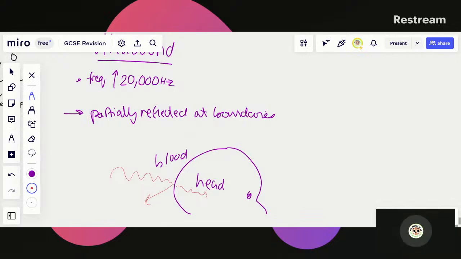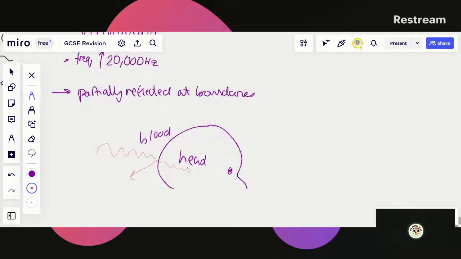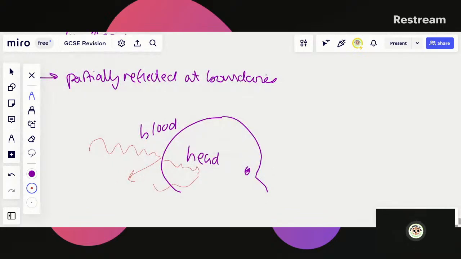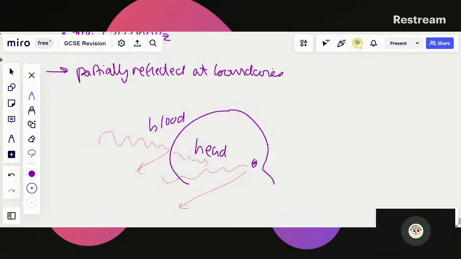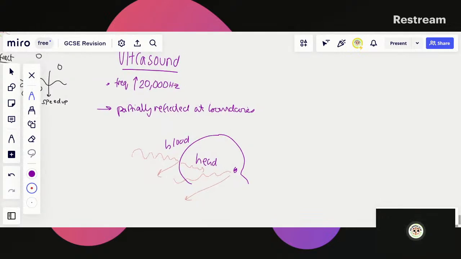Now, the time it takes for the reflections to reach a detector can be used to measure how far the boundary is. For example, if it was to reflect at the boundary of the eye as well, you can tell that it takes longer to reflect at the boundary of the eye because it has to travel a further distance. So then the computer puts together this image based on how long it takes.